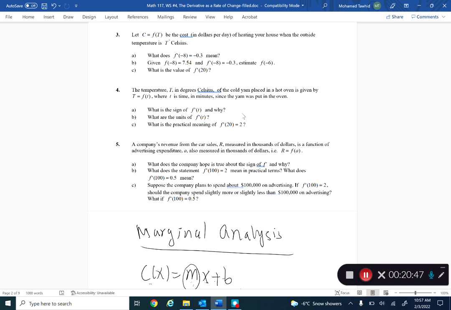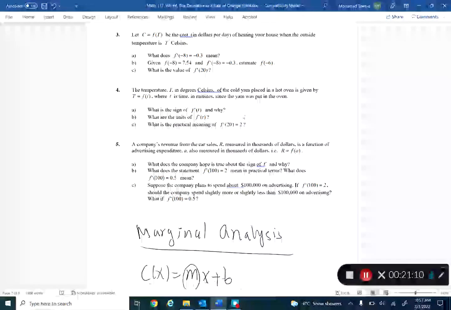So if you have 4 TVs and you'd like to produce a 5th, then it's going to cost you 1,200. So the slope tells you the cost to produce when x increases by how many units? 1 unit. So that is your y. In our case here, it's our cost, not y. So your cost function is going to increase by almost 1,200.